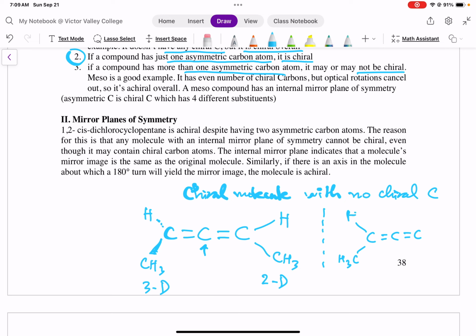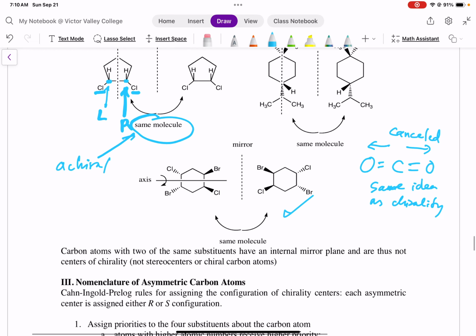You build a molecule, a mirror image, and it doesn't matter how hard you try. Very simple. You're not going to be able to slide one over and stack on the other. It's always going to be unstackable. Okay, they don't match. All right. Now, that's a good example of a molecule or a compound that is chiral but has no chiral carbons. All right. Okay, so let's move on.